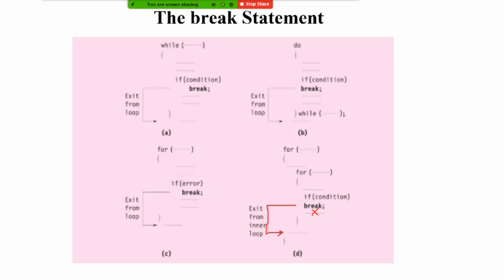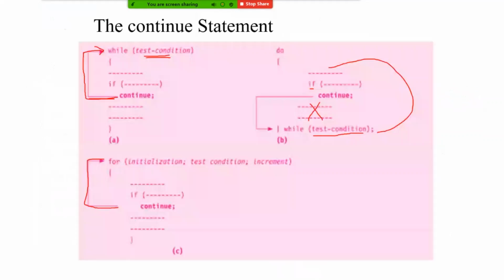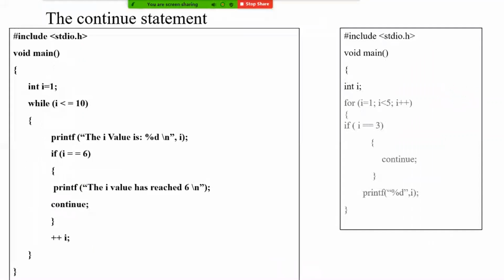So here, after break, whatever we have mentioned in the inner for loop will not be executed. It will exit from the inner for loop body. From here to here is the inner for loop body. So it will exit only from the inner for loop. So this is the major difference between a break and a continue statement. So there will be questions asked based on this.